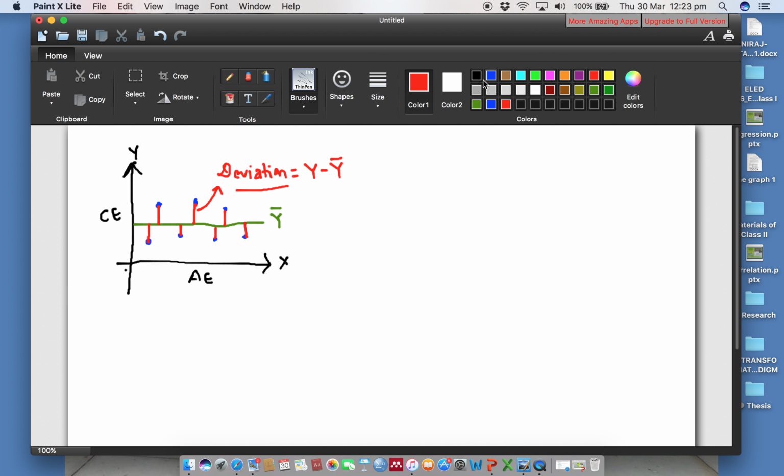And what is the concept of residual value? In the same case, this is the cognitive engagement and this is the affective engagement. Cognitive engagement is represented by the y-axis, and affective engagement is represented by the x-axis. And I have a different line here, not an average line, it is a trend line or a prediction line. And here are some data points. These are the actual data points scattered here in this way.